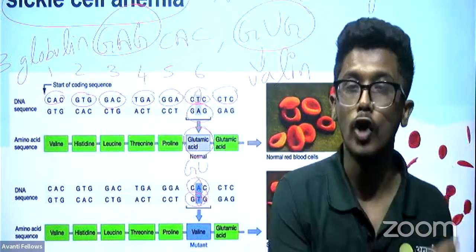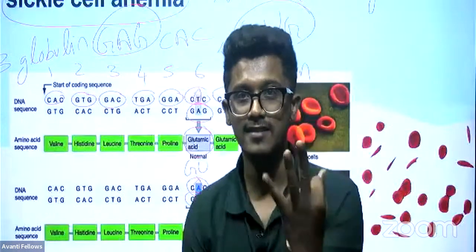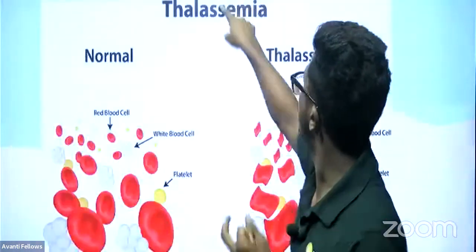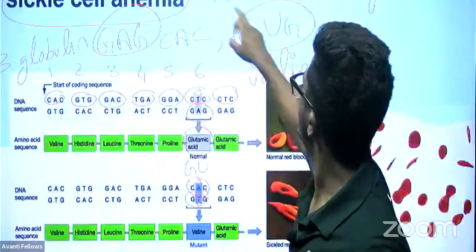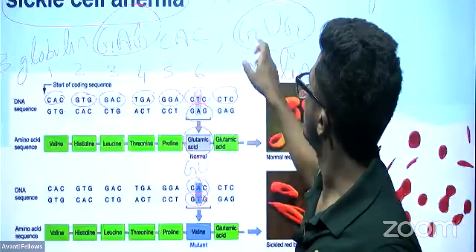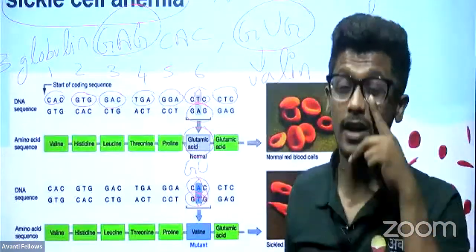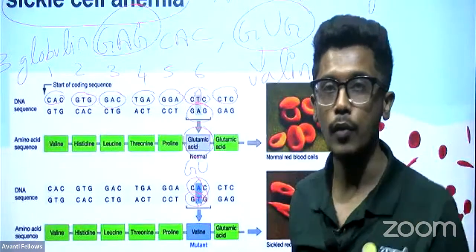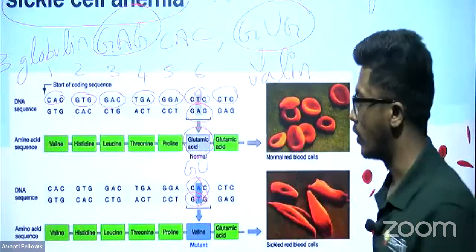So when you talk about sickle cell anemia, you can talk about in three senses. What are those? One, it is an example for point mutation. Second one, it is an example for lethal gene. Third one, it is also an example for pleiotropism. Okay, got my point, guys?